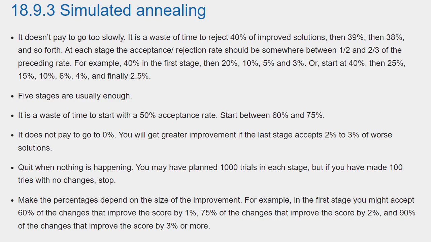Make the percentages depend on the size of the improvement. For example, in the first stage you might accept 60% of the changes that improve the score by 1%, 75% of the changes that improve the score by 2%, and 90% of the changes that improve the score by 3% or more.